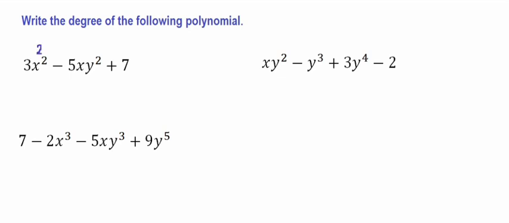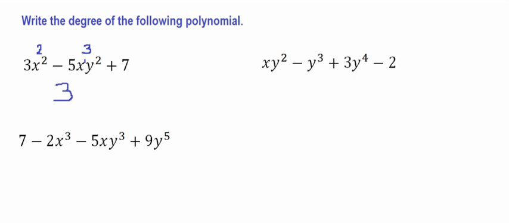Here the power is, you will add the powers of all the variables. So here the power is 1 and here is 2. So the power will be 1 plus 2, 3. And here the power is 0 because we don't have any variable. Now highest power is 3 here. So the degree of this algebraic expression will be 3.